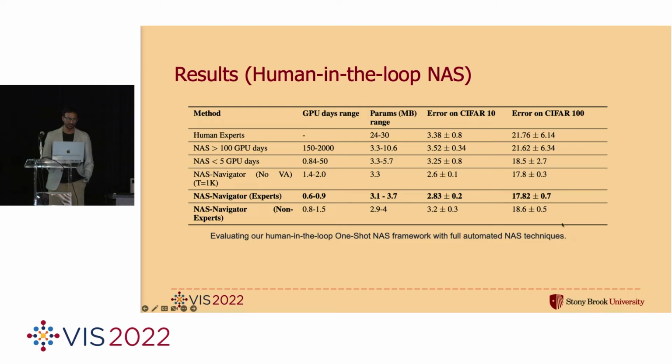This is with human-in-the-loop intervention. When you actually use NAS Navigator to control it, you can see that when used by experts, GPU usage is really reduced. You can use decisions to control the search, delete and modify components in the search space. So it's almost reduced by 50% compared to the fully automated methods. And we still get comparable accuracy to the existing fully automated methods. This is on CIFAR-10.